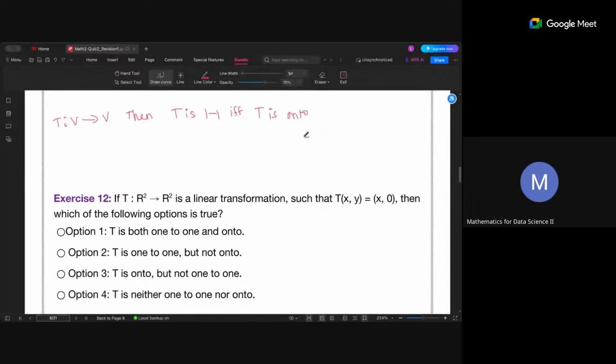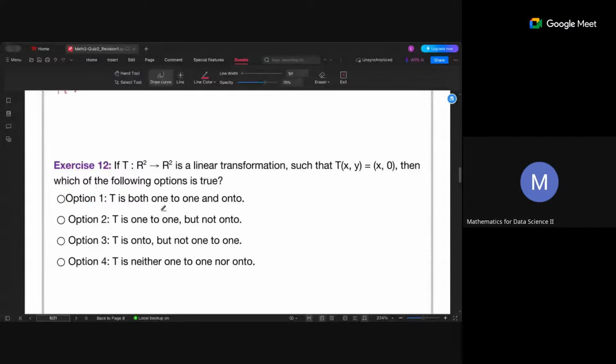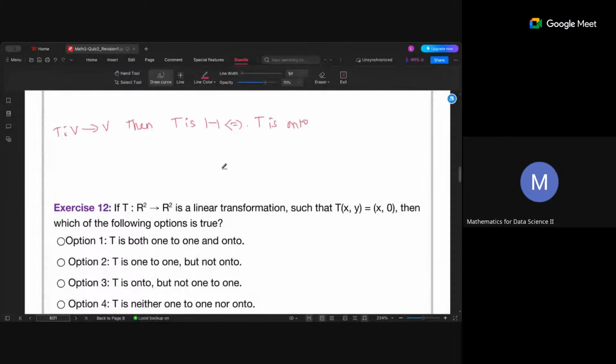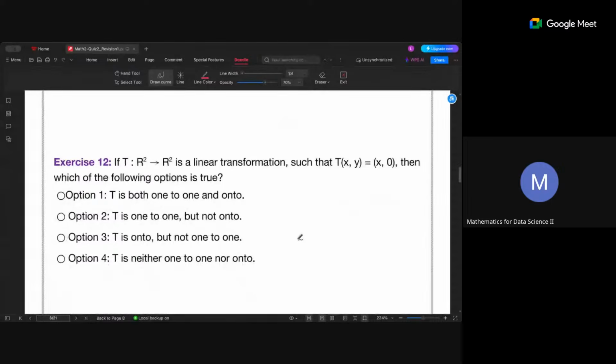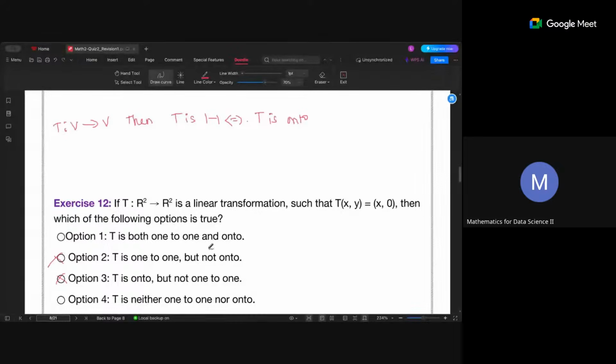T is one-to-one if and only if T is onto. It's correct. So either you can use this statement and directly say that one-to-one but not onto is incorrect, and onto but not one-to-one is incorrect. You can say this from the statement. But whether it is both one-to-one and onto or neither is the only question.